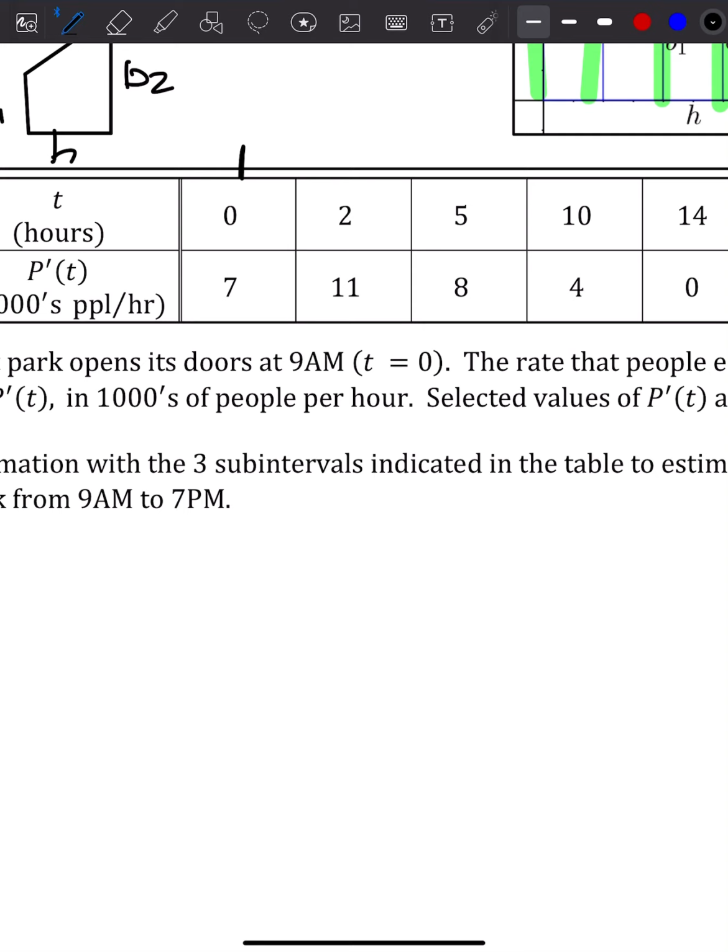One thing that we want to be careful of here is this problem is only asking about between 0 and 10, not 0 and 14. So we want 3 subintervals. We're going to be using 0 to 2, 2 to 5, and 5 to 10. So we have 1, 2, and 3.